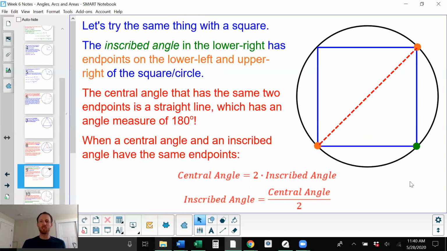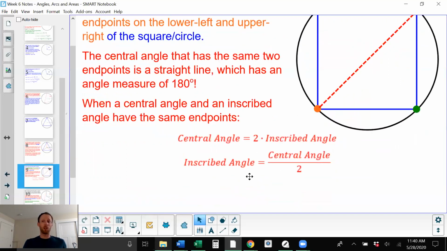So what relationship do we see between central angles and inscribed angles? I see that central angles are equal to 2 times the inscribed angle that has the same endpoints. If I start with a central angle and I want the inscribed angle, I just take that central angle and divide by 2. So a central angle is equal to 2 times an inscribed angle, and an inscribed angle is equal to a central angle divided by 2.